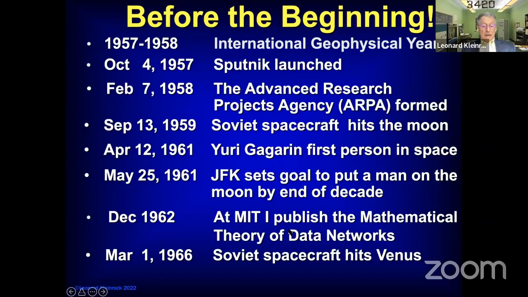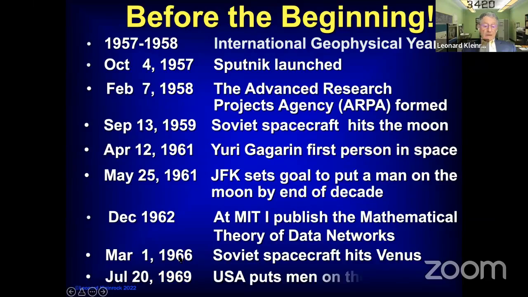But the Russians didn't stop. In '66, they launched a spacecraft that hit Venus. And then finally, in July 1969, we put men on the moon. So we came back into the fore. So let's take us through that period and see what's going on.